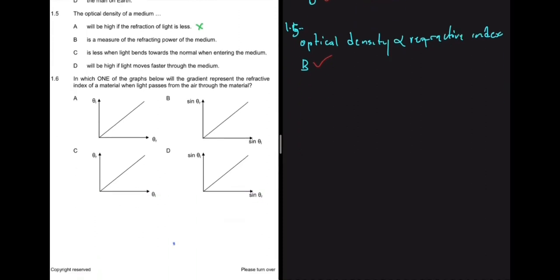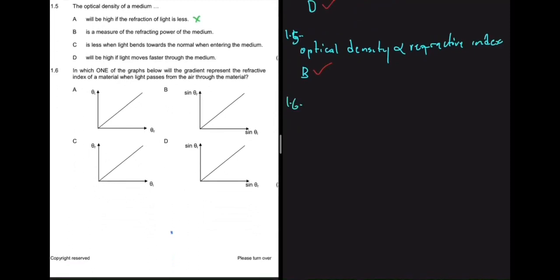And let's do 1.6. 1.6 is that in which one of the following graphs below will the gradient represent the refractive index of a material when light passes from air through the material? So obviously I'm not going to guess, right? We have graphs, so we need an equation, right? So we have light passing from one medium to another. So like we always do in this situation, we're going to need Snell's law. So what are we saying? We're saying that we're going from air to some medium, right? To some material that we don't really know.